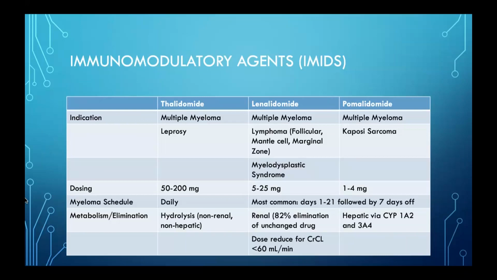They're all pretty different from a metabolism standpoint. Thalidomide is hydrolyzed in the periphery, which is nice and easy. Lenalidomide is predominantly renal excretion, 82% as unchanged drug, which is going to be really important in our myeloma population that has a high incidence of renal dysfunction. And then pomalidomide is going to be hepatic metabolism, so more what we think is typical with oral chemo agents.